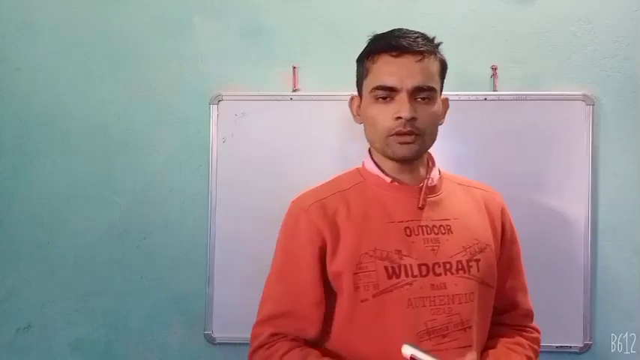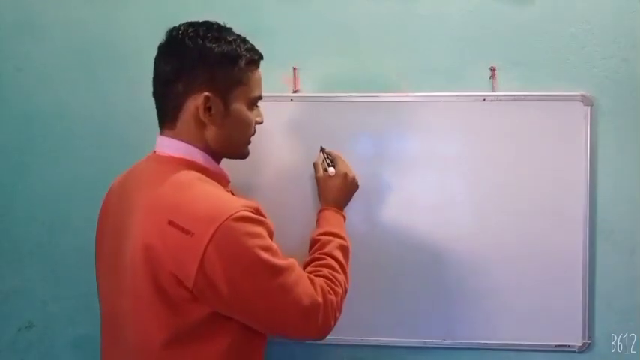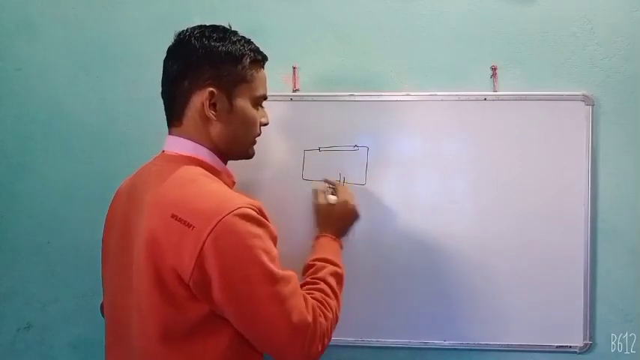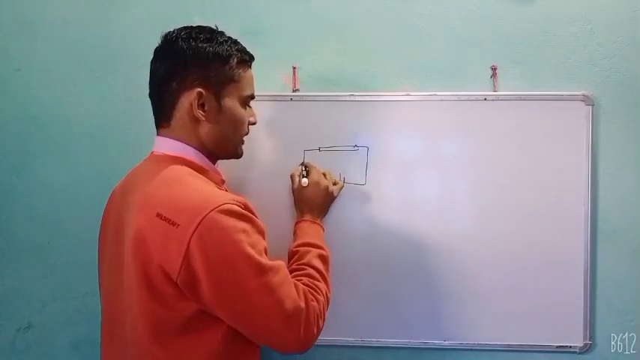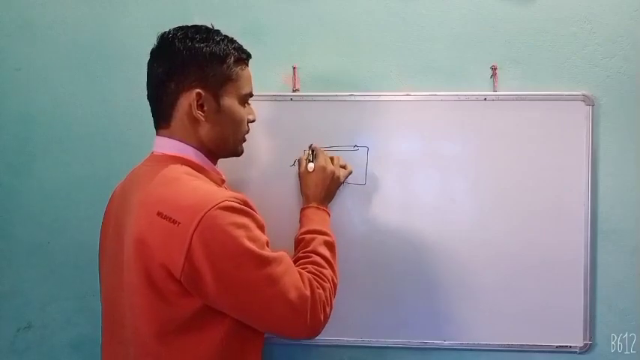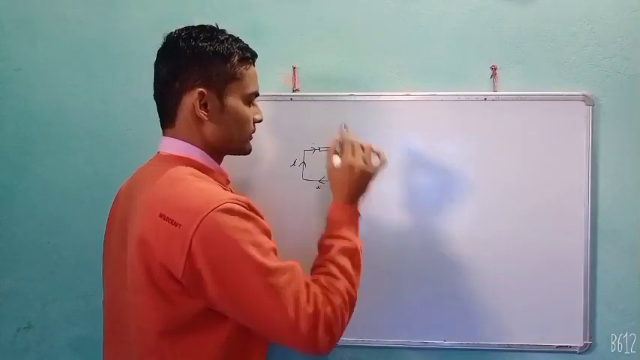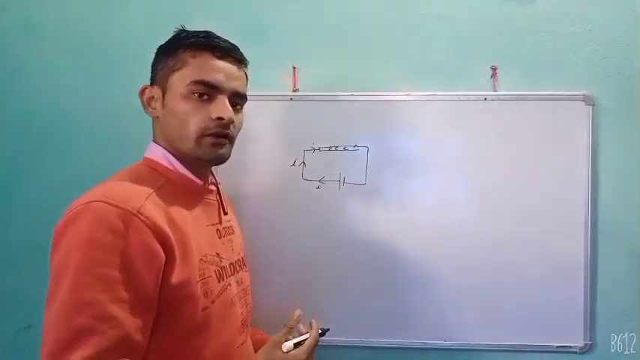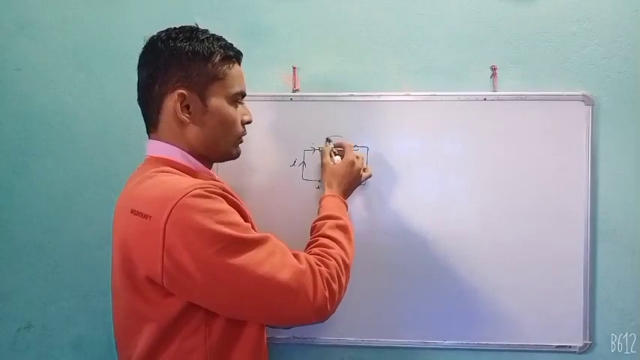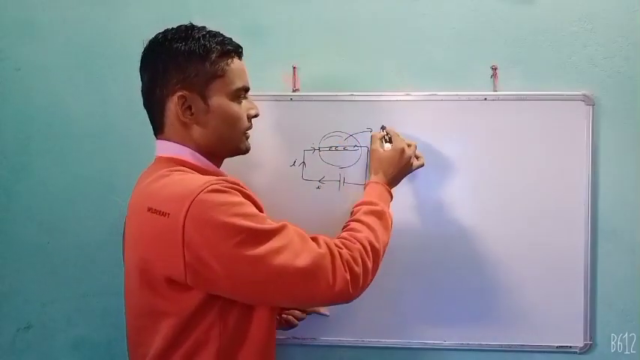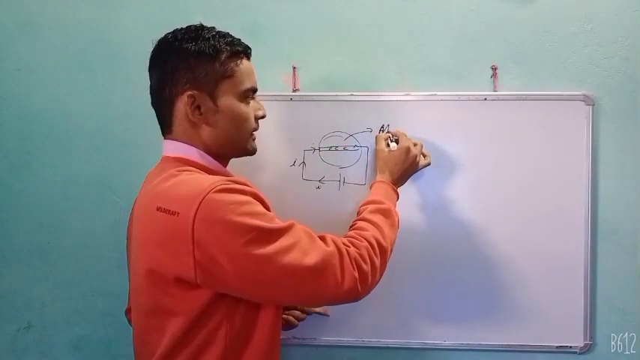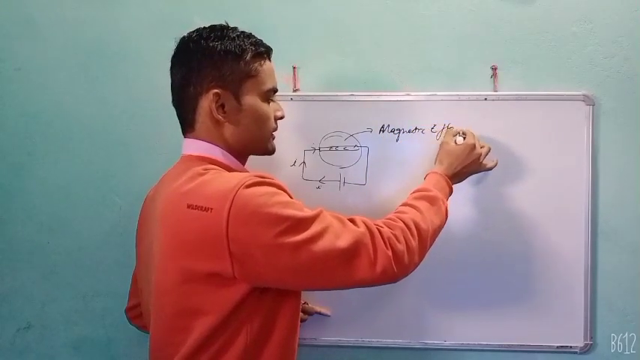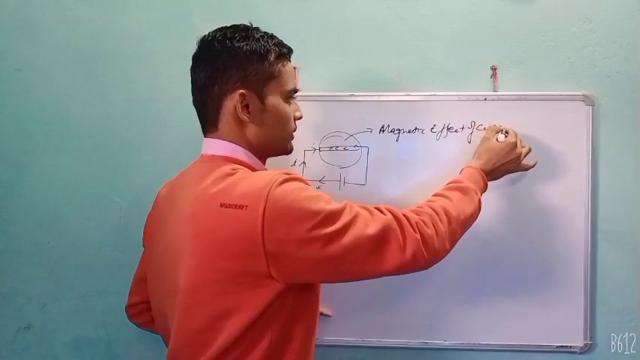So if there is a current carrying conductor connected with a cell, and the cell is providing electric current to the conductor, we can find a magnetic field around the wire. This is called the magnetic effect of current.